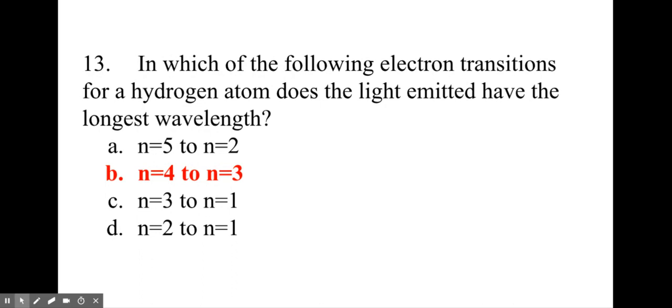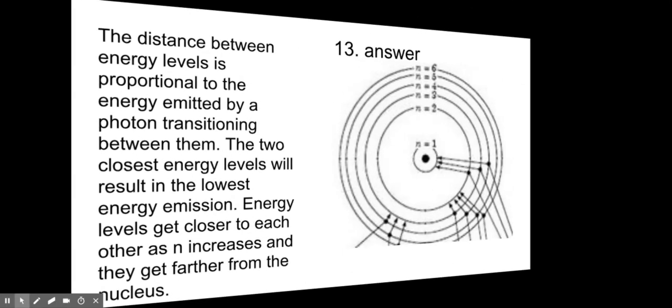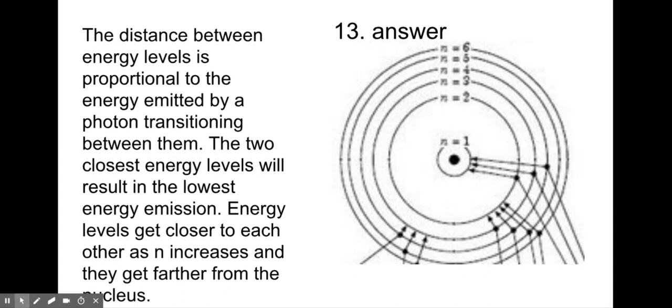Number 13, in which of the following electron transitions for a hydrogen atom does the light emitted have the longest wavelength? Okay, so longest wavelength means it's going to be the lowest frequency, and it's going to have low energy. Long waves are low energy waves. So if we take a look at the Bohr model of the atom, you can see here that we've got our energy level 1, and energy levels 2, 3, 4, 5, and 6.